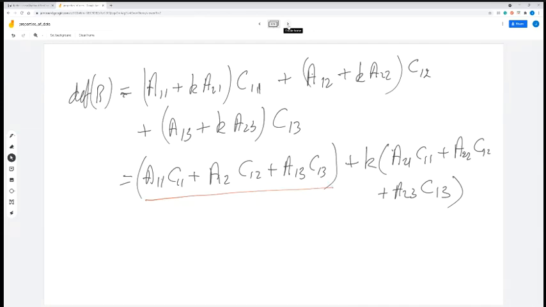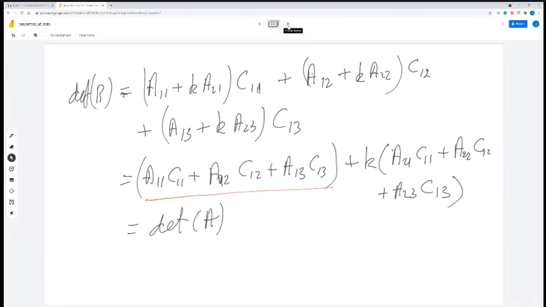So let me write it. This is just determinant A, okay? So I can write here it's equal to determinant A, because you see it's A11 times C11. So it's the first entry of the matrix A times its cofactor, plus the second entry here, A12 times its cofactor, and so on, right? So this is the expansion, if you like, of the determinant with respect to the first row of the matrix A.